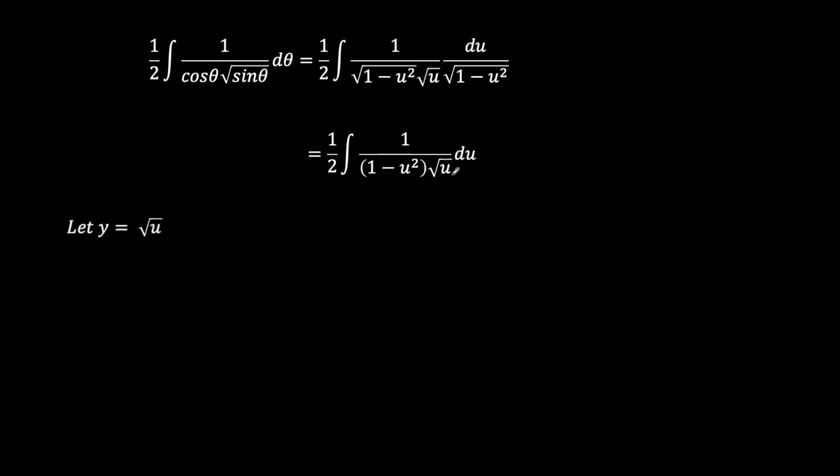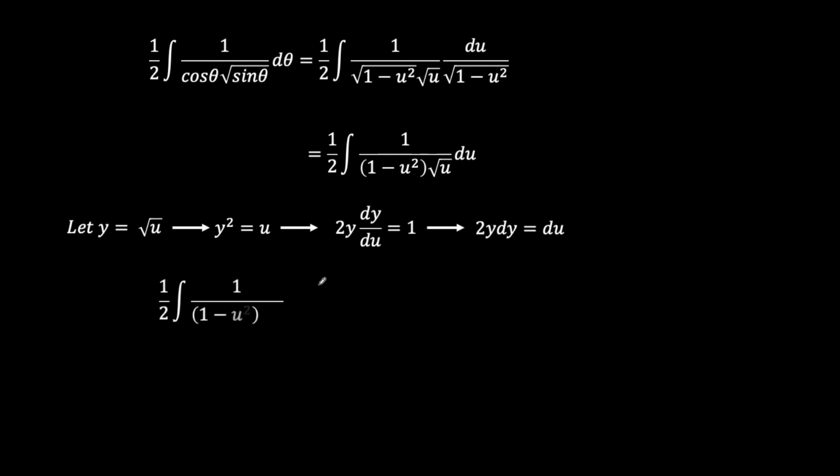And so let y be equal to square root of u. Therefore, y squared is the same as u. 2y dy is equal to du. So this integral here now becomes half the integral of 1 over 1 minus y to the power 4, in place of y squared, and then y in place of root of u, and then in place of du we have 2y dy.